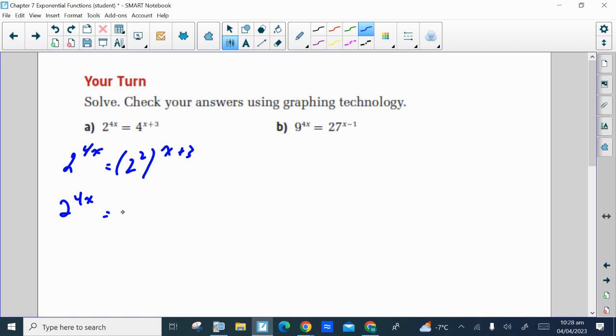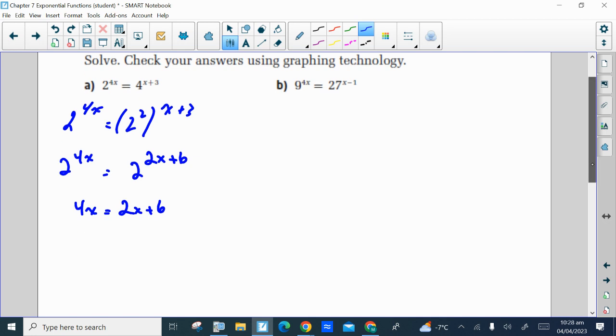Before we get rid of the bases and just work with the exponents, we need to write the right side as a single power by multiplying out the exponents. So 4x will equal 2x plus 6. When you subtract the 2x from both sides, you'll get 2x on the left equaling 6 on the right. So x equals 3 is our answer.